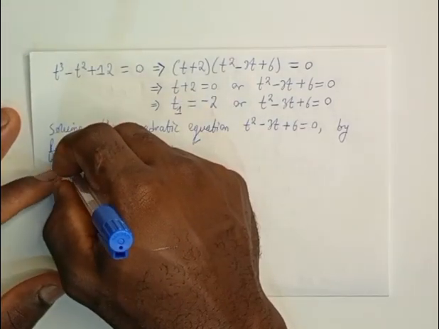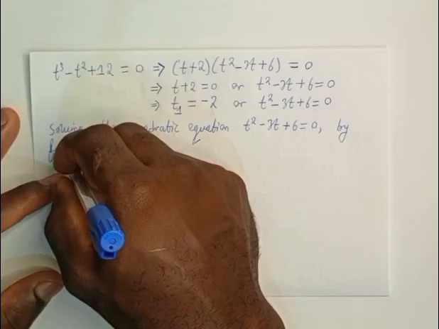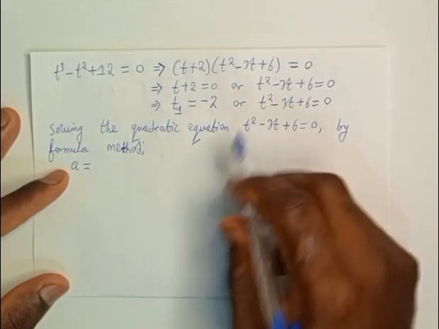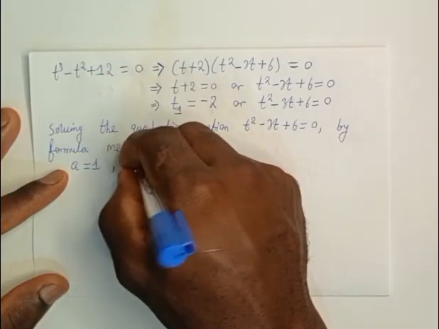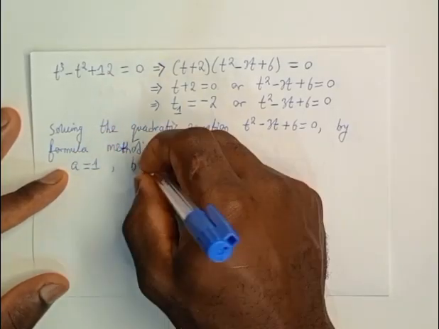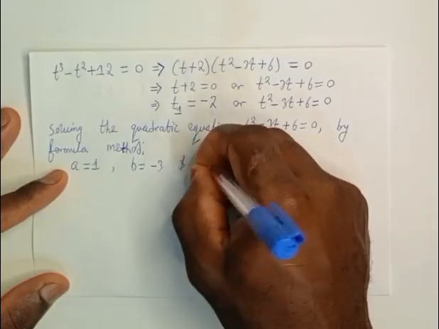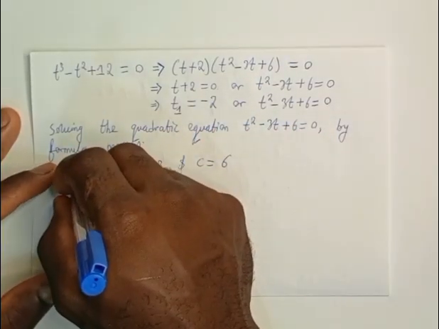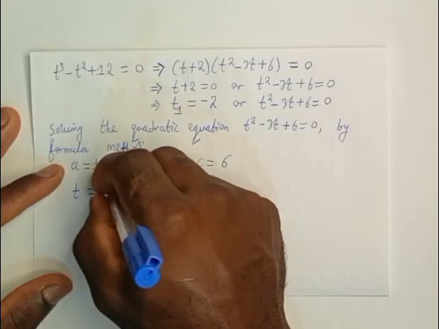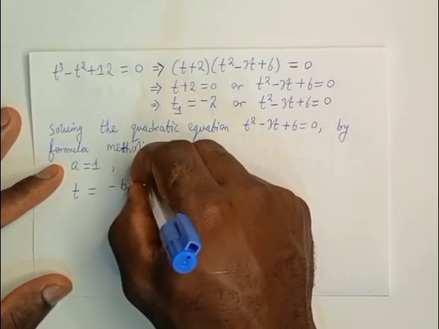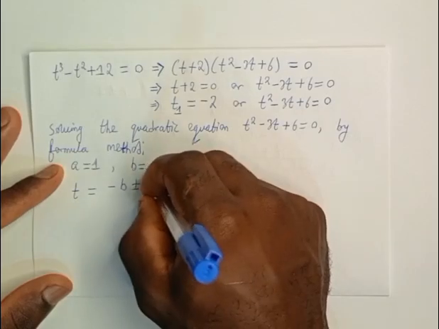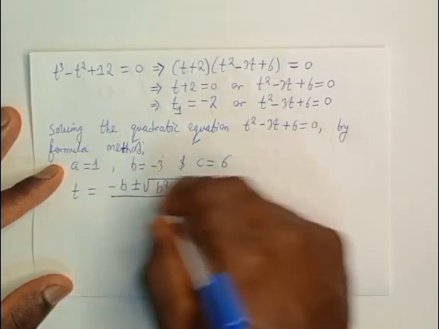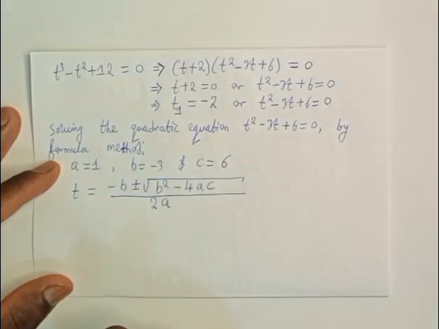First, we are going to start by writing out the values of our a, b, and c. A is the coefficient of t squared, which is 1. B is the coefficient of t, which is negative 3. And c is the constant, which is 6. The quadratic formula tells us that t is equal to negative b plus or minus the square root of b squared minus 4ac. We divide all this by 2 times a.